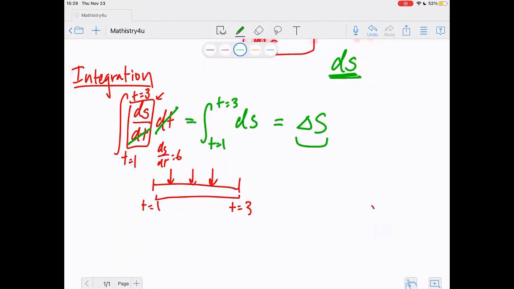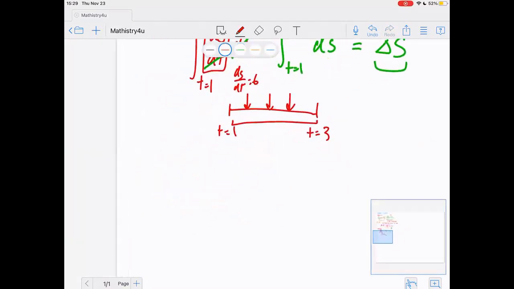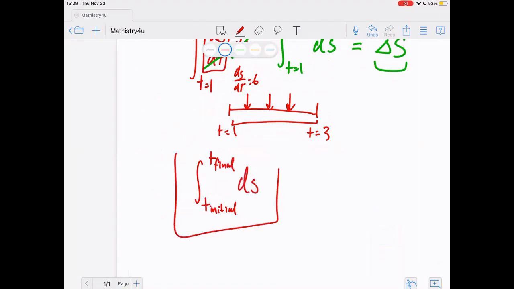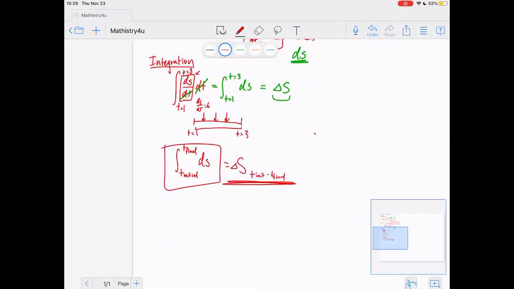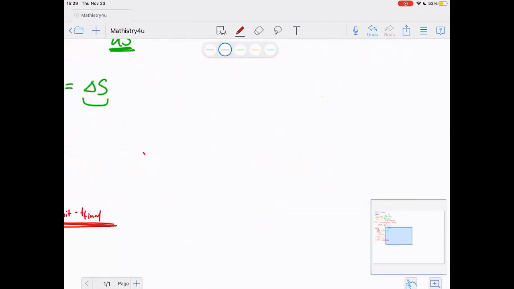In fact, we can do this for any initial time and final time. So we could start with any t initial, integrate to any t final, and this expression would give us delta s from t initial to t final. Basically, how far the car went, how much the car changed its position between the initial time and the final time. Alright, let me also point out that sometimes integration is seen as finding the area under the curve.